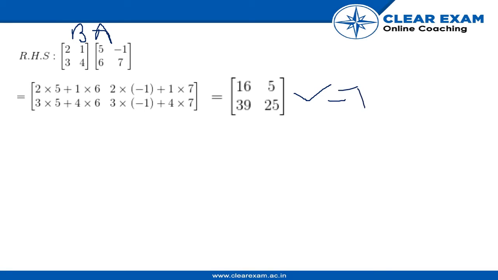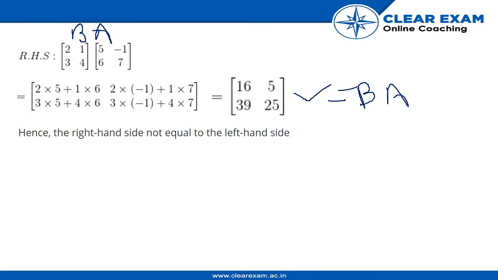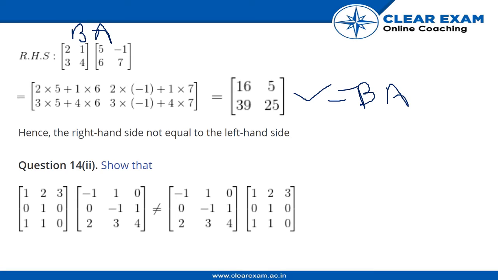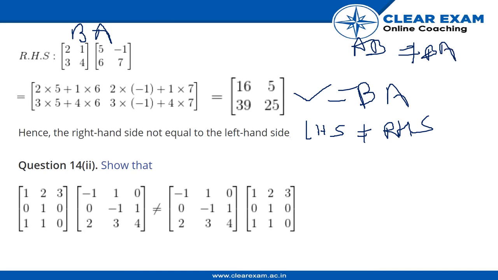This is equal to BA. I hope you all know how to do matrix multiplication by now. So we can see that our LHS is not equal to RHS. I mean AB is not equal to BA. So the question is solved.